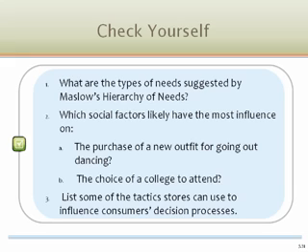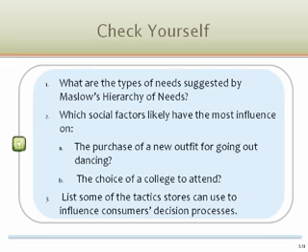Now check yourself. 1. What are the types of needs suggested by Maslow's hierarchy of needs? Physiological, for example, food, water, shelter. Safety, for example, secure employment, health. Love, for example, friendship, family. And esteem, for example, confidence, respect, and self-actualization. People engage in personal growth activities and attempt to meet their intellectual, aesthetic, creative, and other such needs.